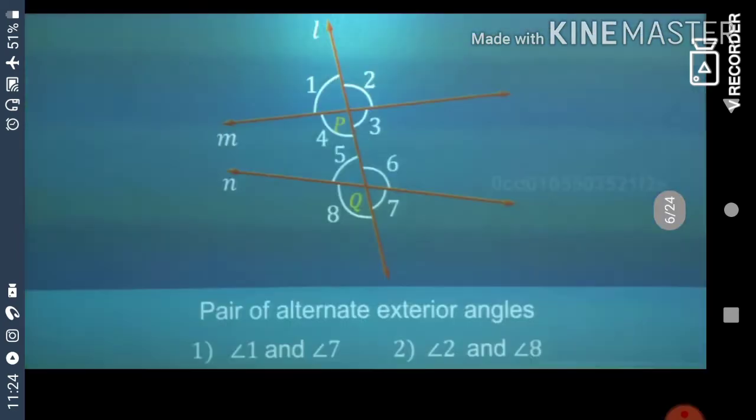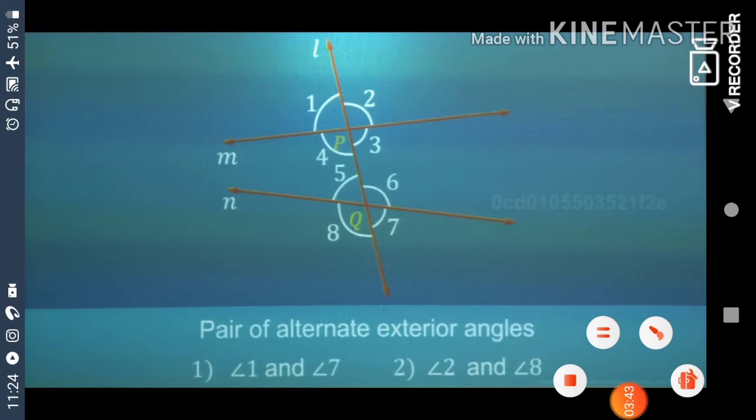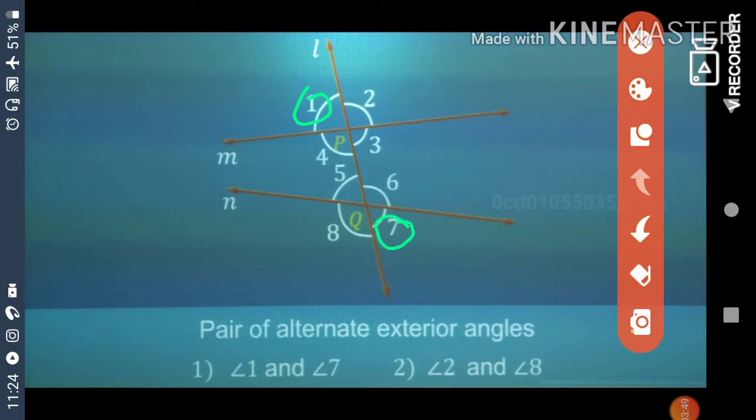Okay, now we're talking about pairs of alternate exterior angles. Alternate exterior angles. So first is 1 and 7. Let's look here, 1 and 7. Now as we are saying, a pair of alternate but exterior. Alternate means, see, 1 is there and 7 is there. They are made on different sides of the transversal.